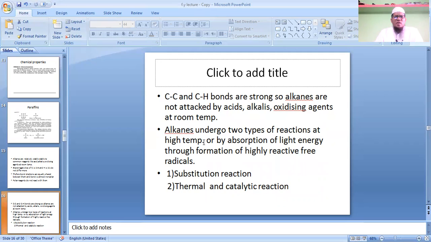Whatever reactions of alkanes there are, they occur at high temperature or by absorption of light energy, h nu, through the formation of highly reactive free radicals. Some photochemical reaction is carried out, light is thrown over them, they are exposed to a typical type of light so that there is formation of free radicals, which are highly reactive in nature. So alkanes undergo two types of reaction: one is substitution reaction and the other is thermal and catalytic reaction.